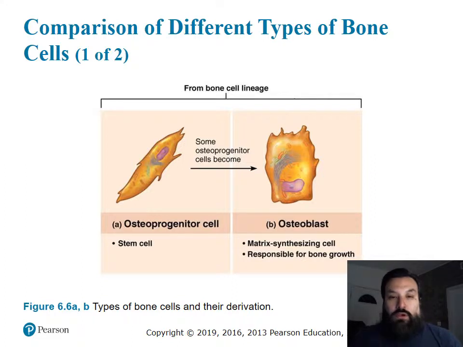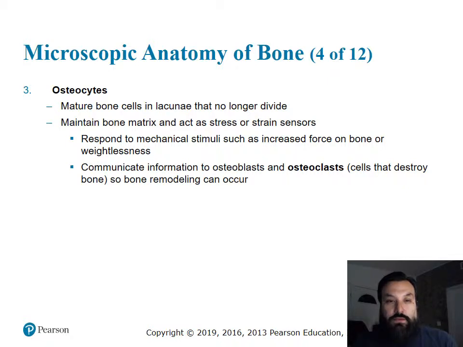Here you can see an osteoprogenitor cell. You won't see these on the test per se, but you can see how they look a little bit different. Here's your osteoprogenitor cell, and there's your osteoblast. Here's your osteocyte. This is a mature bone cell. This one does not divide whatsoever. They lie in what we call lacunae, and we'll see what that means in just a second.